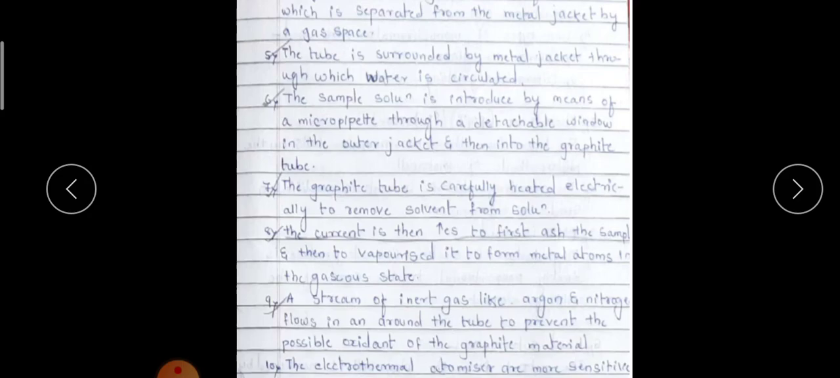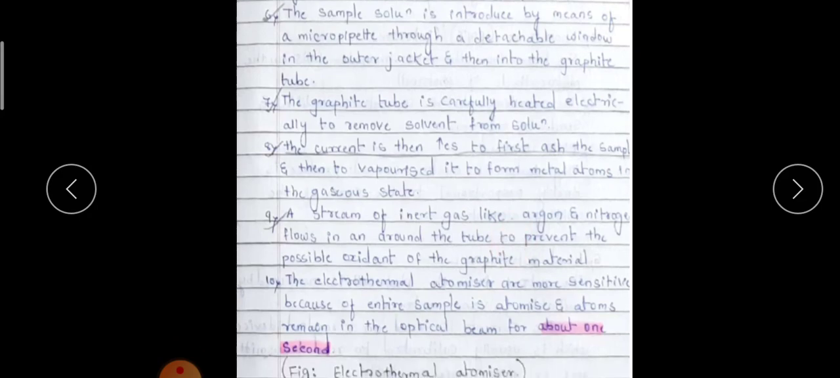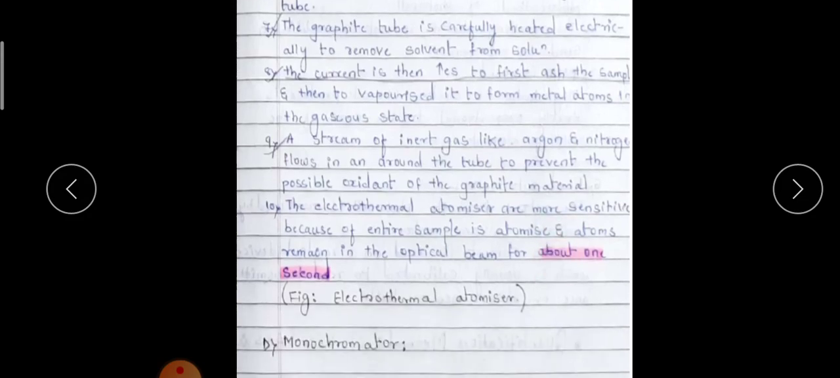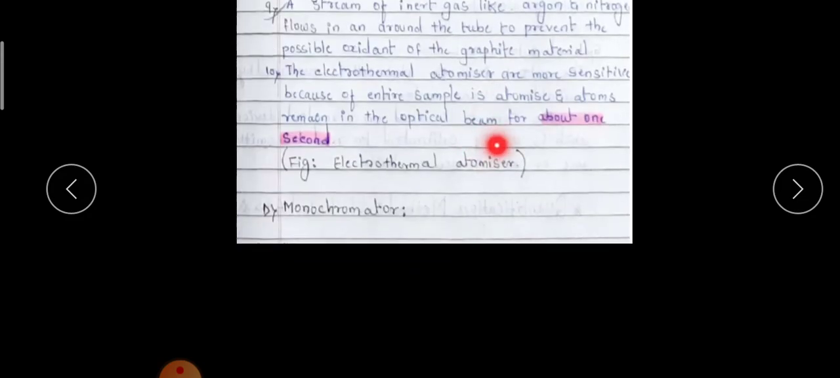inert gas is used around the tube to prevent possible oxidation of the graphite material. No oxidation reaction should happen. That's why the inert gases have been used. The electrothermal atomizers are more sensitive because the entire sample is atomized and the atoms remain in the optical beam for about 1 second. Then we talk about the monochromator.